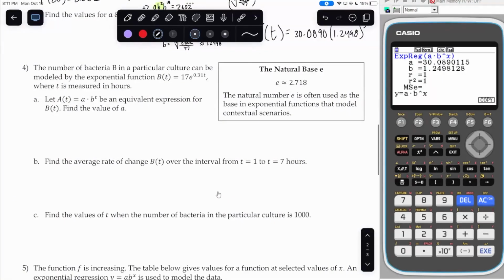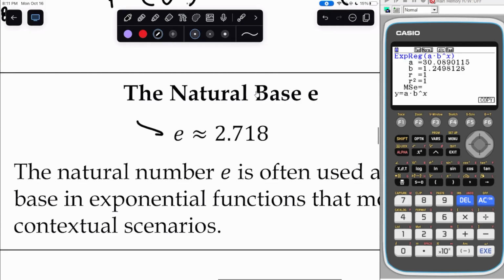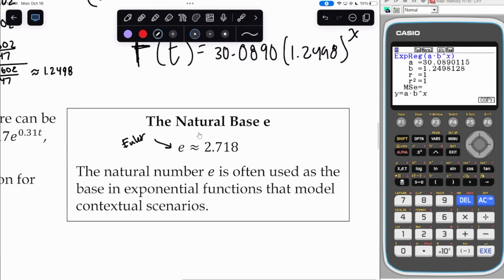All right, let's quickly do number 4 now. So number 4, it says the number of bacteria B in a particular culture can be modeled by the exponential function B of t is equal to 17 times e to the 0.31t, where t is measured in hours. Recall that this is Euler's number, e, right? I'll write it out for you. It is about this number here. It's definitely irrational though, it does go on forever, but this is how much we'll estimate in terms of that.